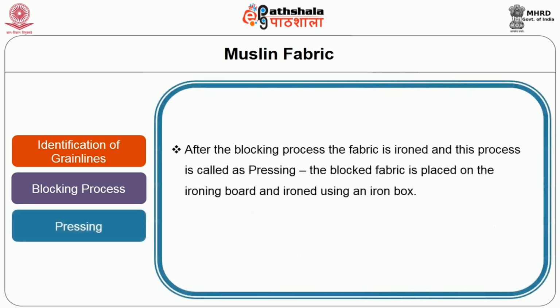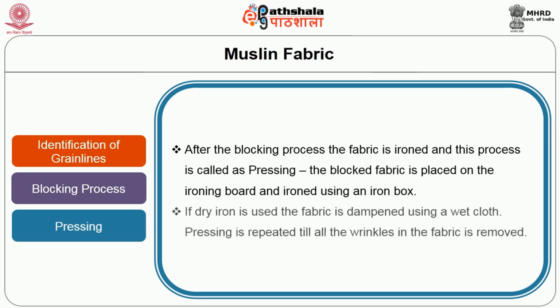After the blocking process, the fabric is pressed or ironed, and this process is called pressing. The blocked fabric is placed along the ironing board and ironed using an iron box. As I told you earlier, if a dry iron is used, the fabric is dampened using a wet cloth. Pressing is repeated till all the wrinkles in the fabric are removed.